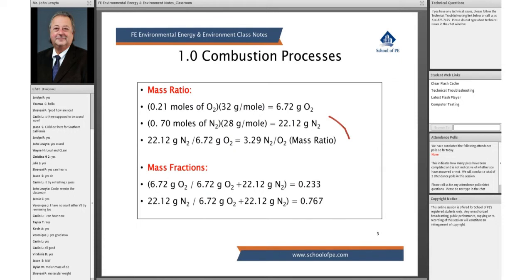So what's that turn out to be? Let me see. 0.79 times 28. The calculation is correct. It's just a typo right here. This is supposed to be 0.79. Again, I've caught most of them.